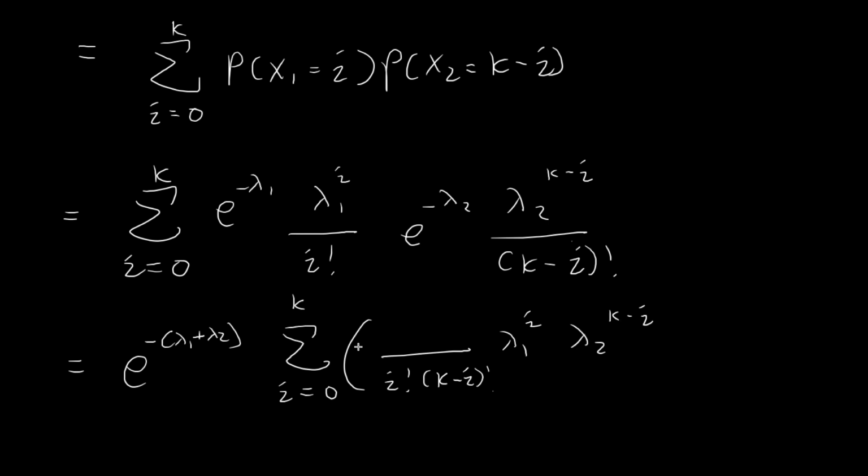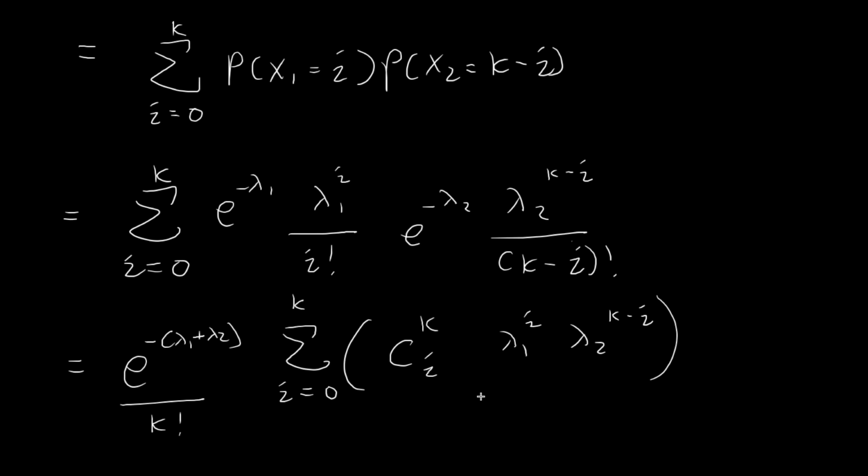The factorial terms look suspiciously like an n choose k type of term. To create that, let's multiply inside by a k factorial and divide by a k factorial outside of the summation. We're not changing anything at all, since these two terms just cancel each other out. But with this k factorial inside, we can rewrite the whole thing as k choose i, which is just equal to k factorial divided by i factorial times k minus i factorial.